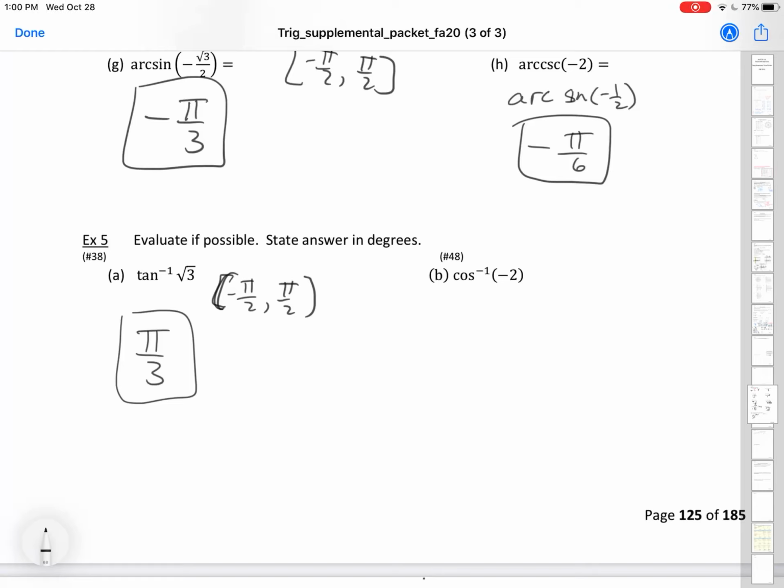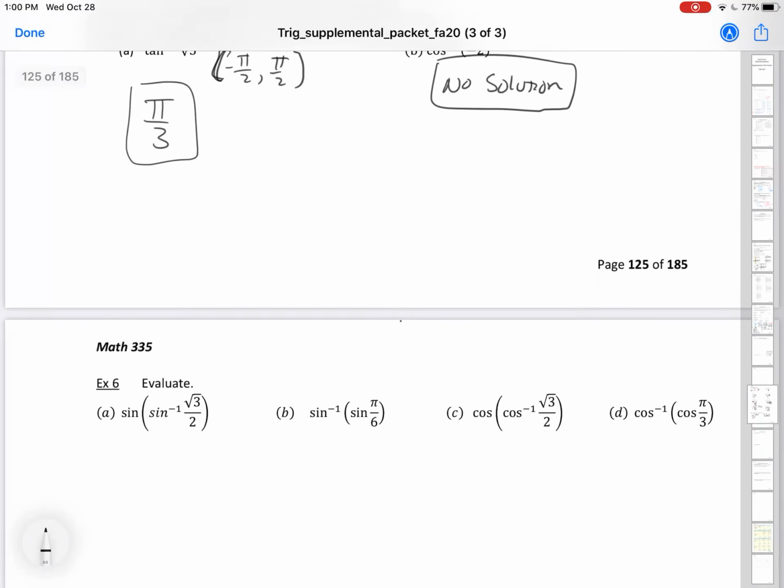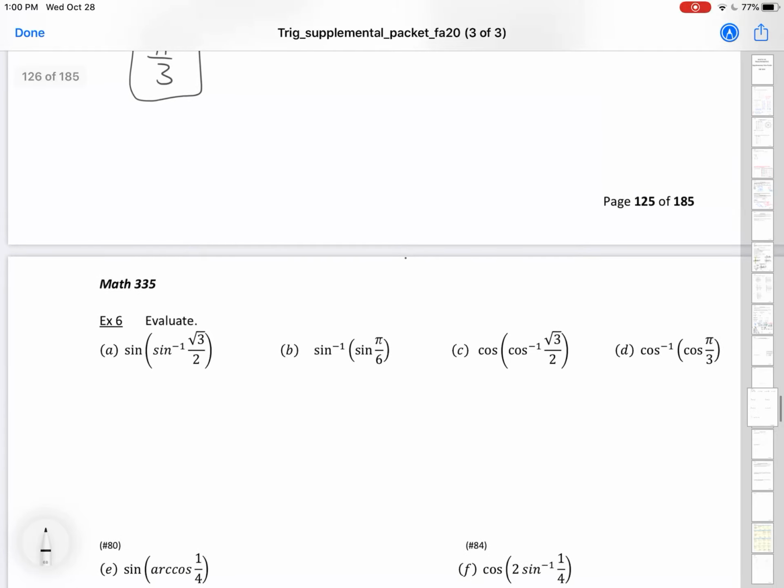Cosine inverse of negative 2, can't happen. No solution. It's asking for the angle whose cosine is negative 2, which doesn't exist. And so we have that type of leading problem there.